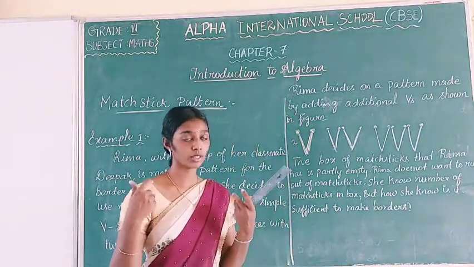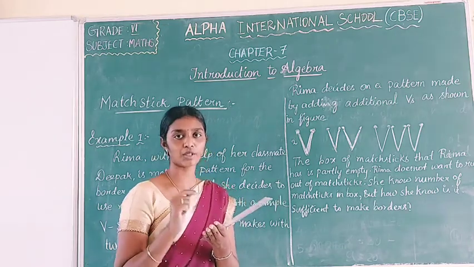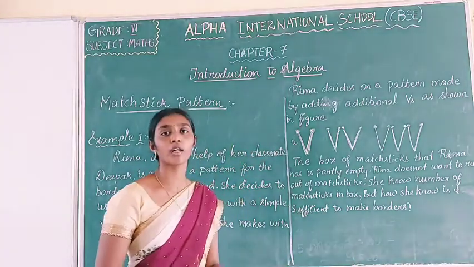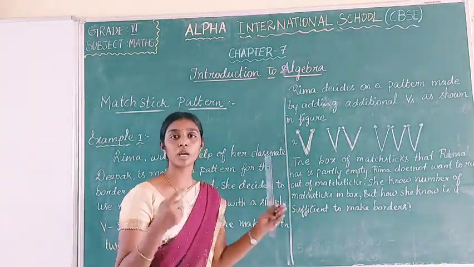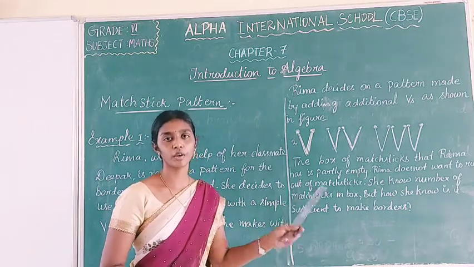She knows how many matchsticks are there in the matchbox. But how does she know if it is sufficient to make the border? How will she know that it is enough to complete this border? By using variables only, we are going to find this.